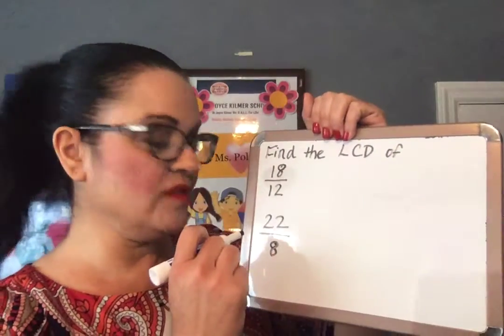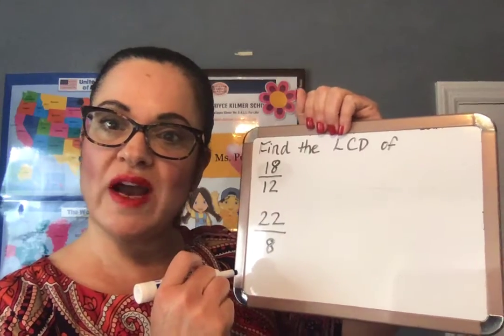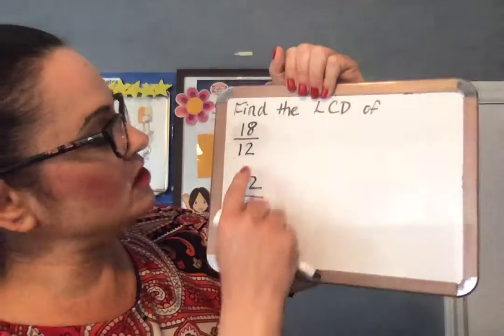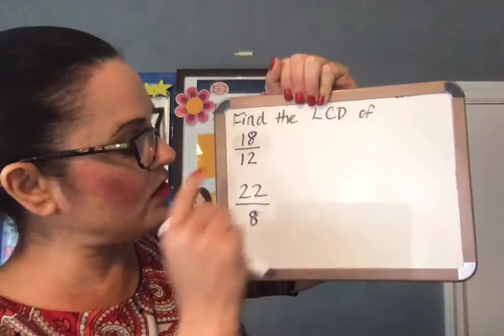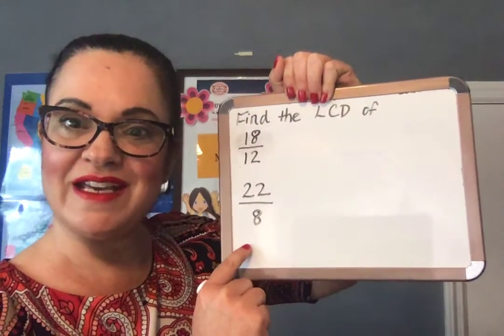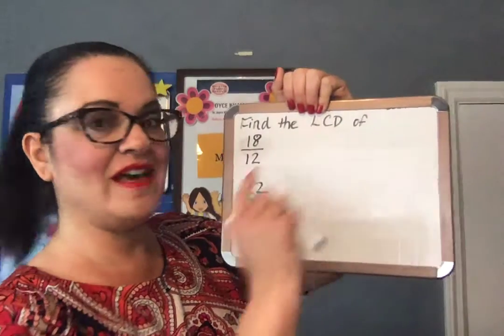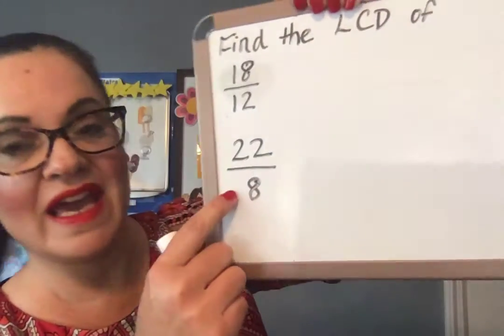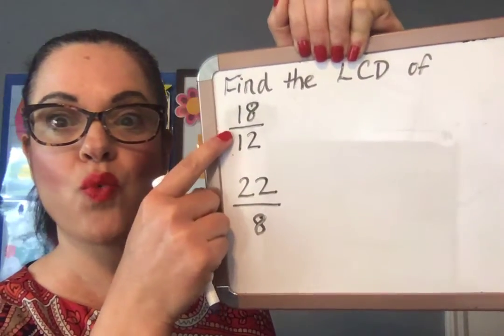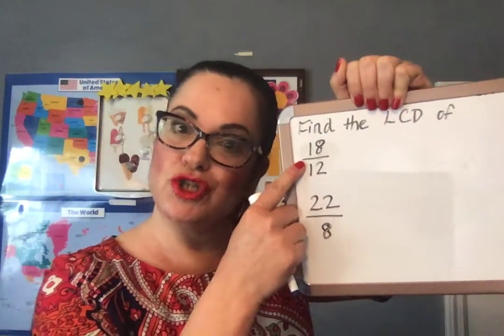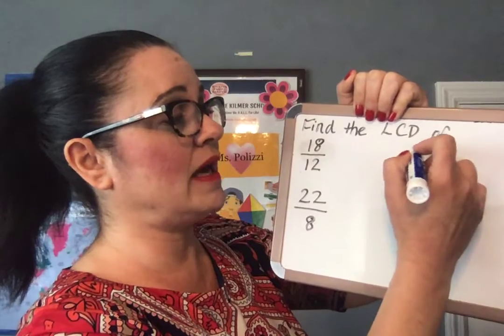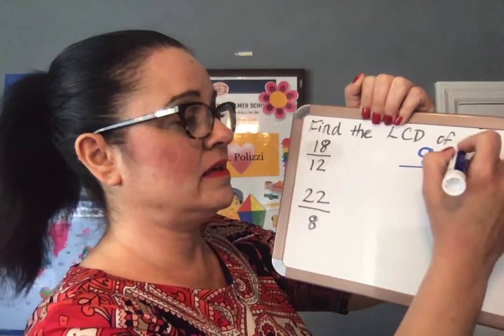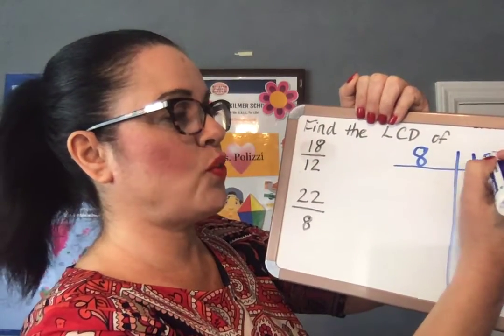Of 18/12 and 22/8. So you have two fractions. What I want you to do is look at their denominators. You have a denominator of 12 and a denominator of 8. So we're going to find the LCD of 8 and 12. So the easiest way to do that is to actually create a table, okay? So we're going to say 8 and we're going to say 12.